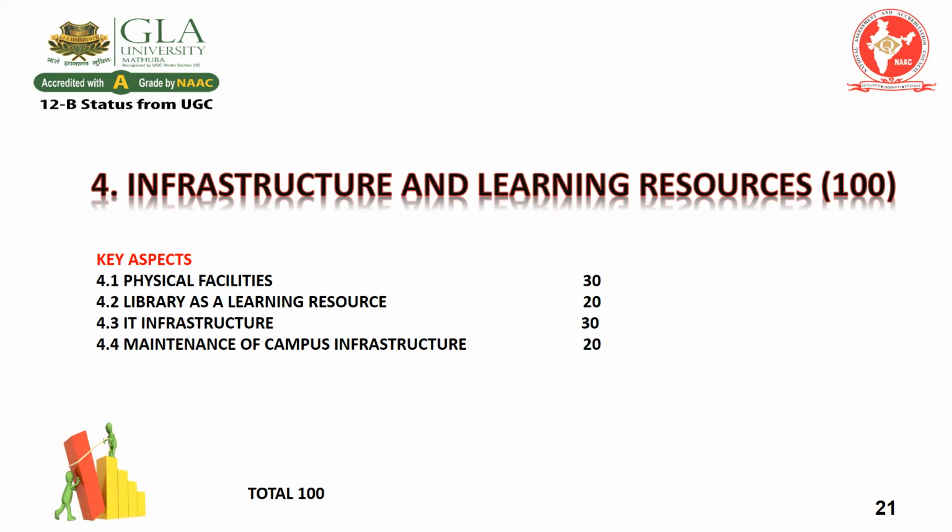And in this criteria number 4, the key aspects are: 4.1 is the physical facility, what kind of physical facility we have in the campus. Library, which is a key component in any academic institution. Library as a learning resource. IT infrastructure, which is a backbone to support the entire system, and the maintenance of campus infrastructure. So these are the key indicators included in criteria number 4.